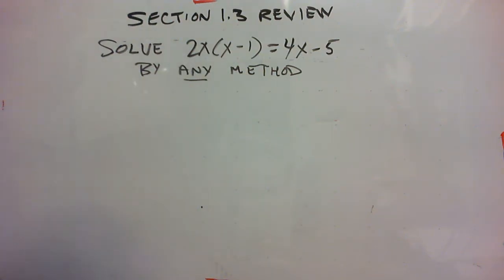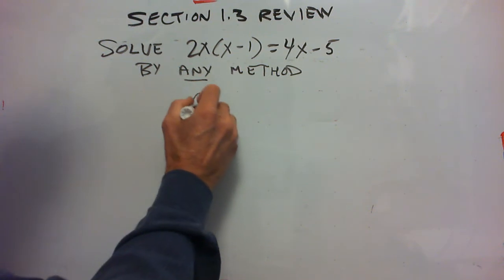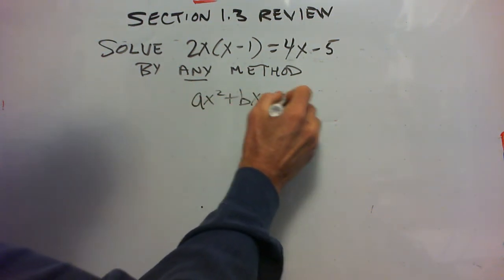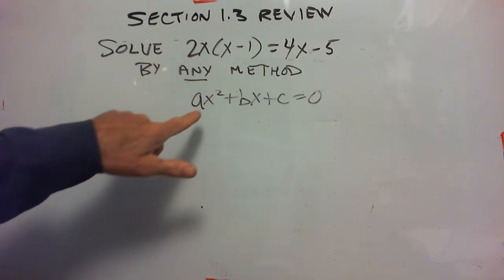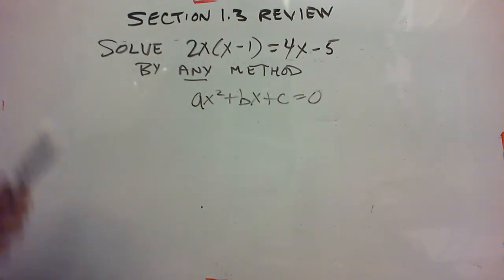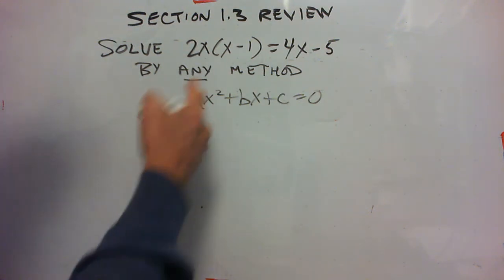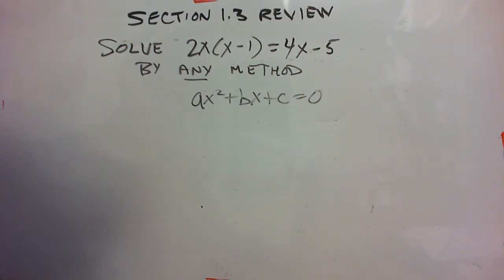Okay, our next problem, solve 2x times x minus 1 equal 4x minus 5 by any method. Now, generally for quadratic equations, unless they're in the form where you can extract square roots, you always want to write them in the form ax squared plus bx plus c equals 0 and then go from there. Either factor them or use the quadratic formula or complete the square if you feel like doing that. But that's what you always want to do unless they're already in that special form where you can square root both sides. Get everything on one side and then go from there.